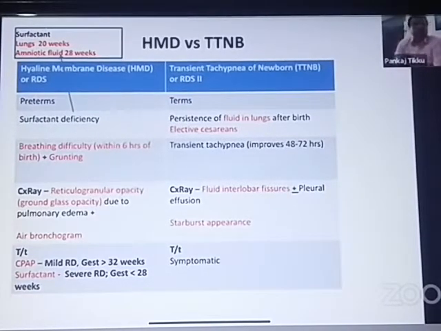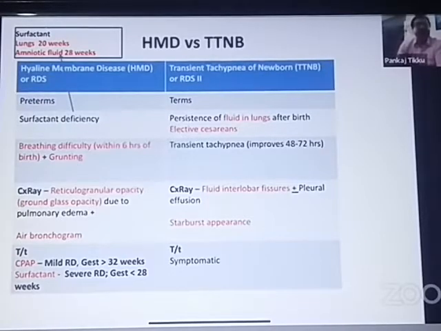Okay, friends, so welcome back. Let us come now to the last part of neonatology, and we'll be talking about respiratory disorders in neonatology. And two respiratory disorders that I would like to talk about are hyaline membrane disease, in short also called HMD, and transient tachypnea of the newborn, which in short is also called TTNB.